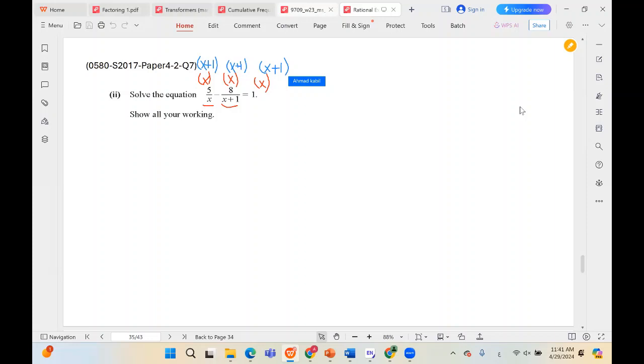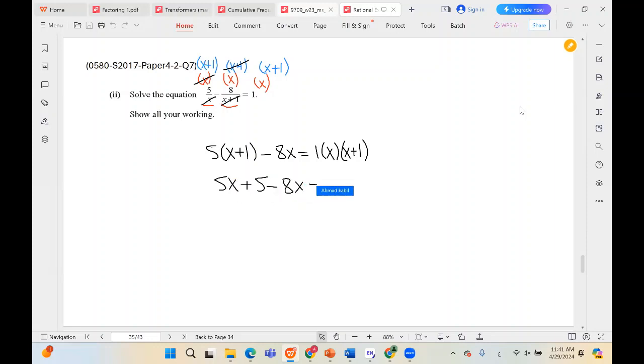So for example, for the first term, you have x, so they remove each other. For the second term, x plus 1 cancels x plus 1. Now we don't have any denominators, and we can just write it as a single equation. So if we have 5 times x plus 1 minus 8 times x equals 1 times x plus 1. We can just expand. We have 5x plus 5 minus 8x equals, and then you distribute, so you get x power 2 plus x. And then you just solve it as a quadratic equation.